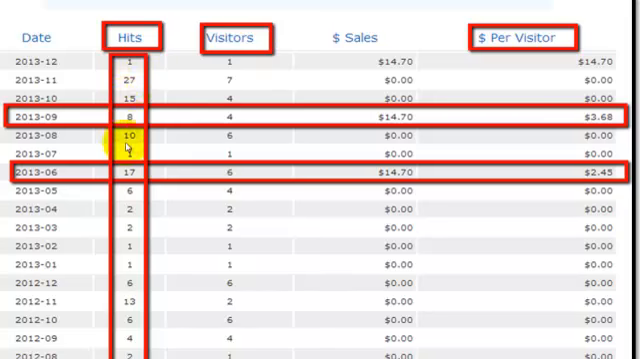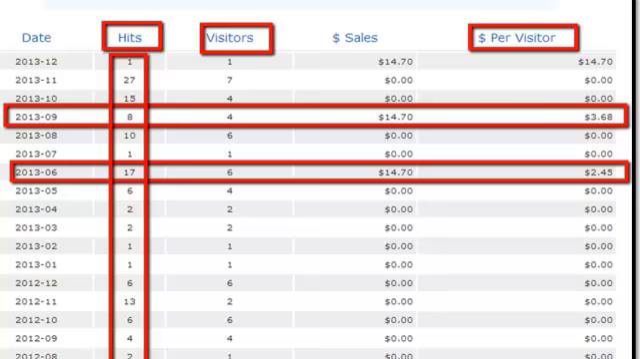First of all, I want to make sure that, ladies and gentlemen, you know the difference between hits and visitors. This is very, very important. Hits is the actual number of times somebody went to a particular link that you sent them to. Visitors means how many unique people did it.